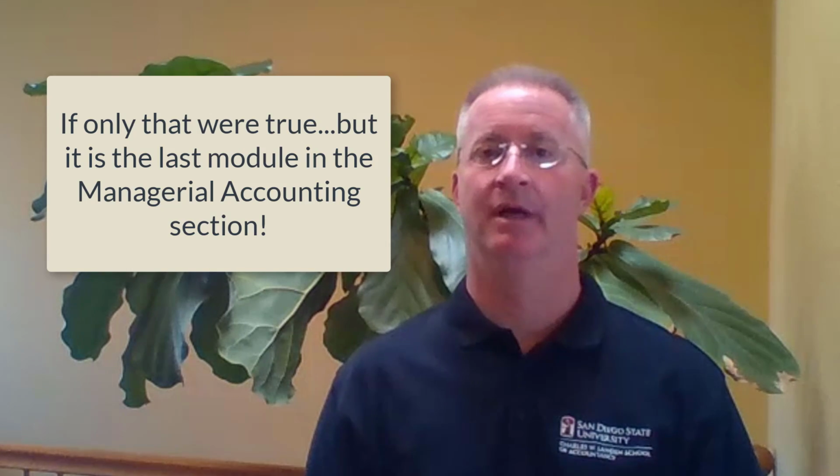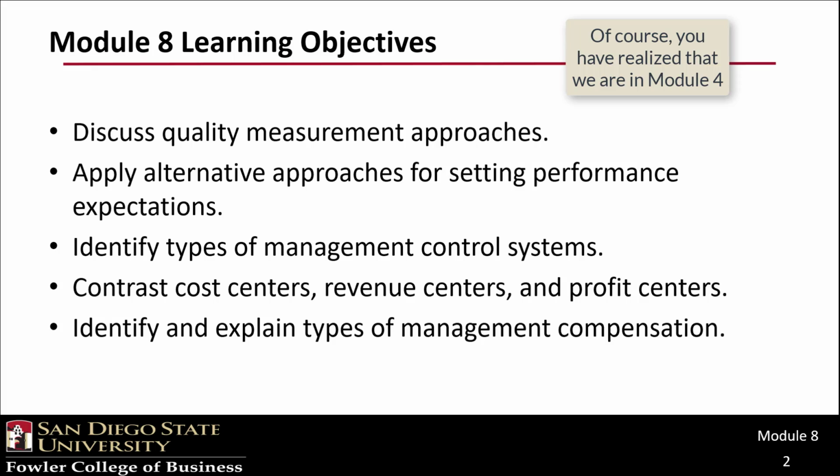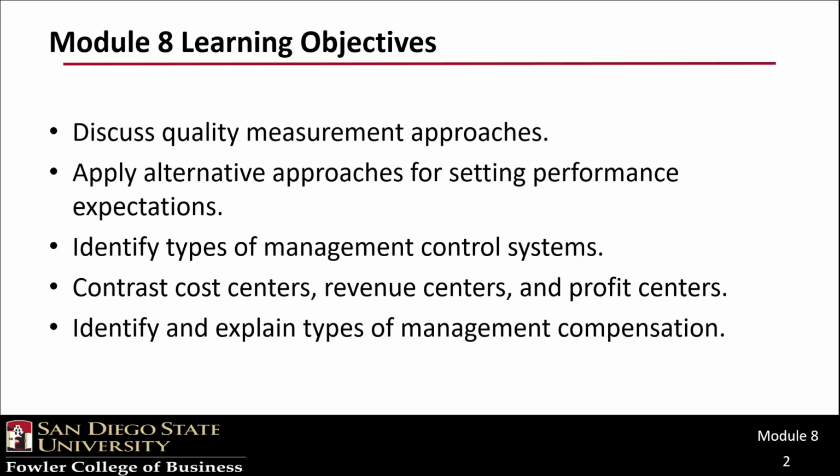As per the usual, let's cover the Module 8 learning objectives before we move into quality. So first we're going to discuss quality measurement approaches. Then we're going to try to apply some of those approaches for setting performance expectations. We're going to talk about management control systems, and we're going to contrast cost centers, revenue centers, and profit centers. And lastly, we're going to identify and explain types of management compensation. So this is a fairly diverse module, and we touch on a handful of things.